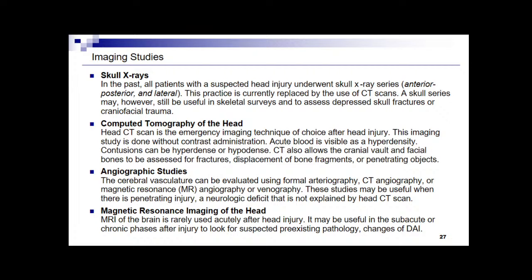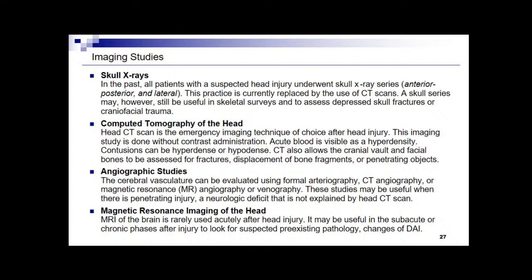First method of examination is skull X-ray. In the past, all the patients with a suspected head injury underwent skull X-ray series in two views, anterior-posterior and lateral. This practice is currently replaced by the use of head CT scan, computed tomography. A skull series may, however, still be useful in skeletal surveys and to assess depressed skull fracture or craniofacial trauma.